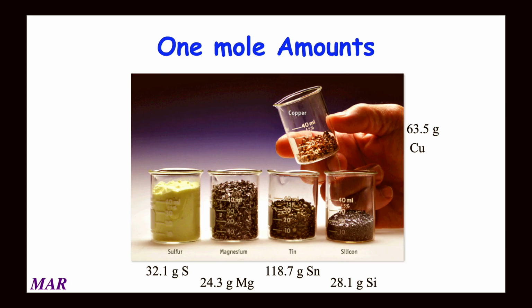So those amounts of those 5 elements, those are mole amounts. So in those quantities, you've got 6.022 times 10 to the 23rd. So when you look at that amount of copper right there, that's 6.022 times 10 to the 23rd atoms of copper. And the same for sulfur and magnesium and tin and silicon.